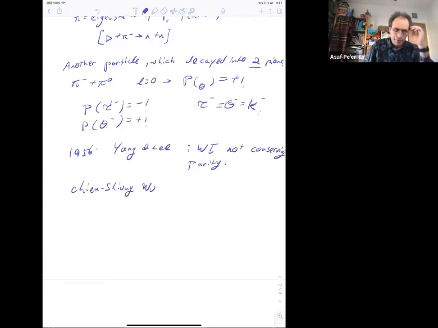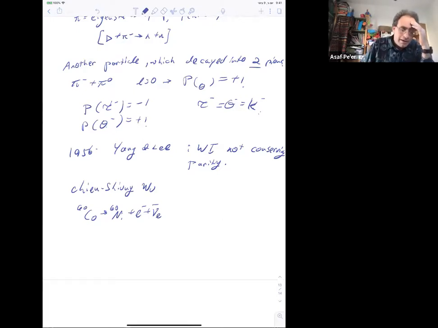She did the experiment to check that. What they did was to study the beta decay of nucleons. So she took cobalt-60, which decays into nickel-60, plus electron, plus anti-neutrino, sorry.